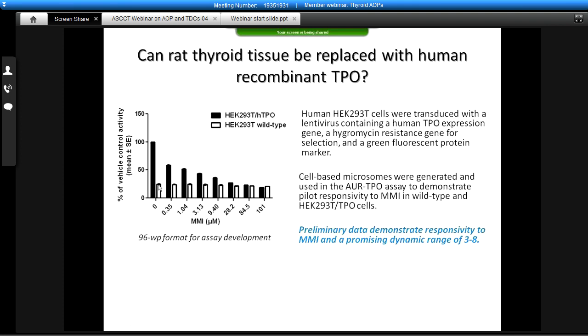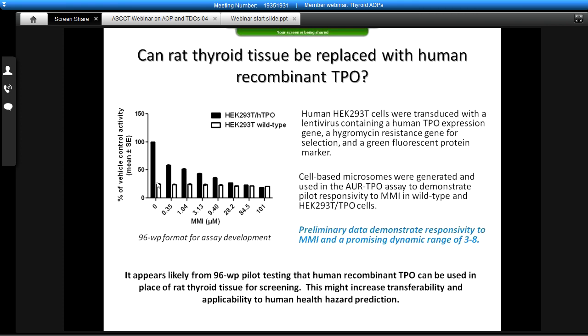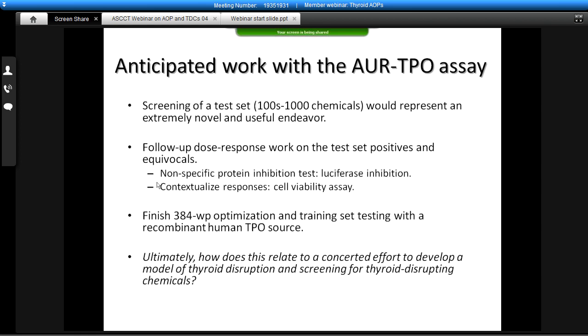The white bars are the HEK293T wild-type cells, which I'm just showing their background activity. So you can see we have a dynamic range here. Depending on the run, it varies from 3 to 8-fold vehicle control. So it appears likely from 96-well plate pilot testing that human recombinant TPO could be used in place of rat thyroid tissue for screening. And I think that is what we will do next.